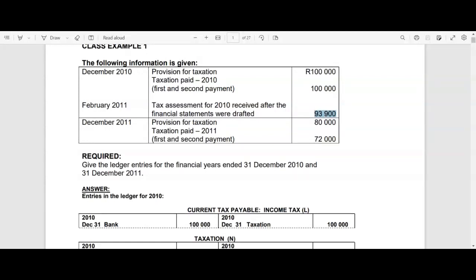Or they might have business dealings in let's say, Britain or wherever, and they might therefore have to pay tax in Britain. So your current tax payable income tax really reflects all the various tax authorities, what you owe to them or what they owe to you and the amounts that you've paid to them, right? So you have one current tax payable account, one current tax payable income tax for all the tax authorities.